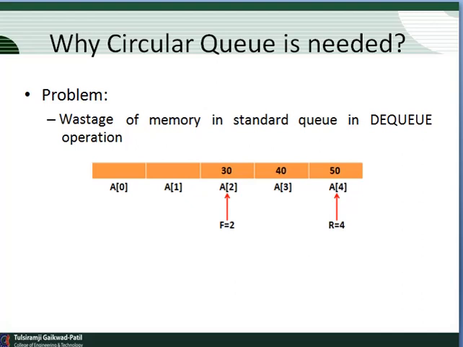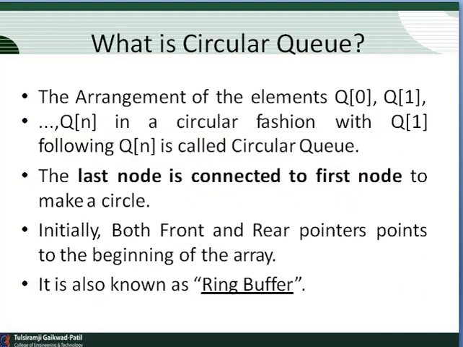To make it seem like a circle, it is called a ring buffer as well. Wastage of memory in standard queue, in double-ended queue operation. What is circular queue? The arrangement of the elements from Q0, Q1 up to Qn in a circular fashion, with Q1 following Qn. It means the first location following the last location is called a circular queue.